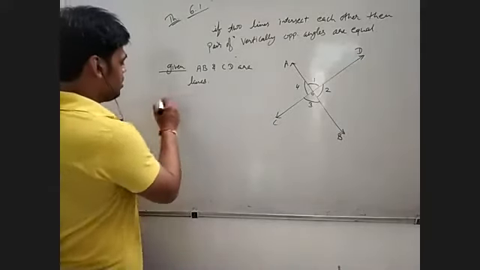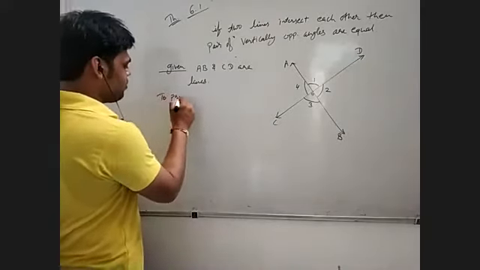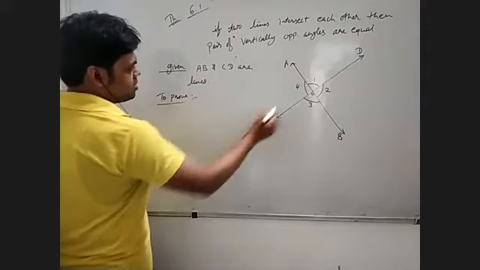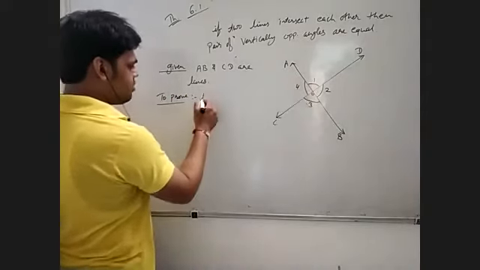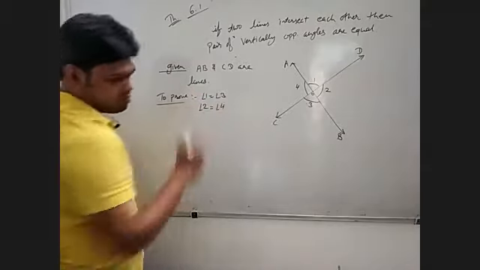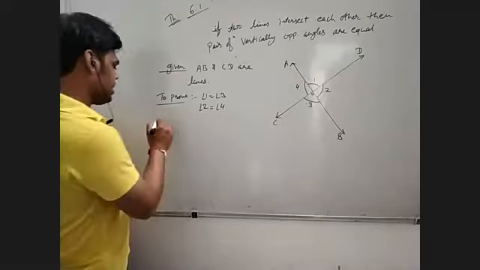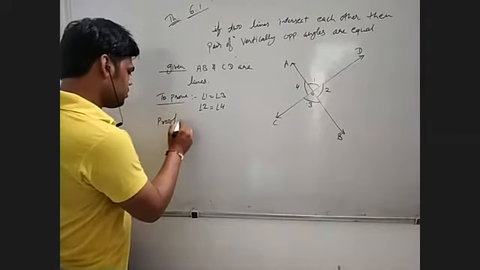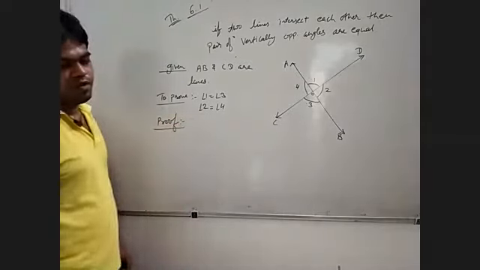Now see, in the proof part, what we have to write? That first one is angle 1 and angle 3 are equal. And the second part is angle 2 equals to angle 4. Now in the proof section, what we have to write here?